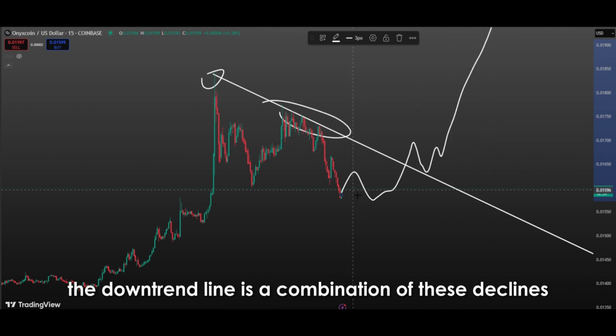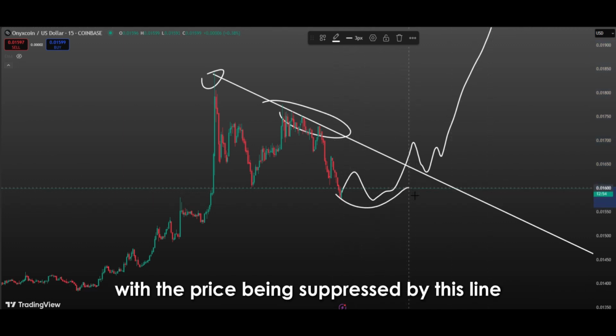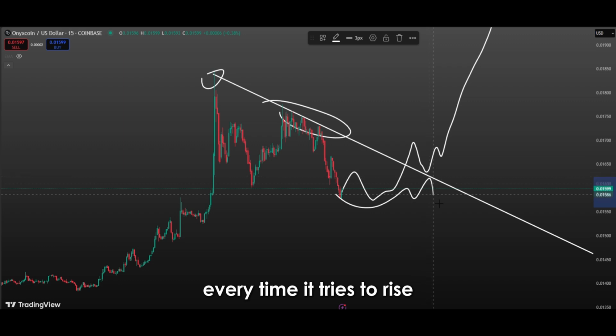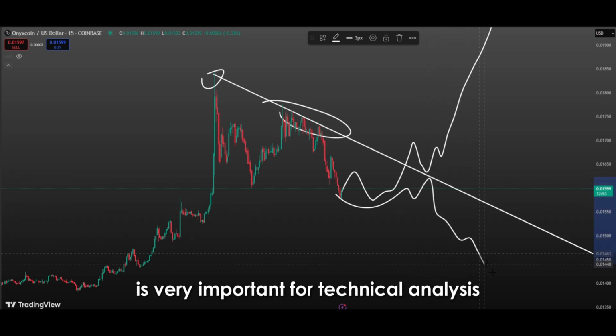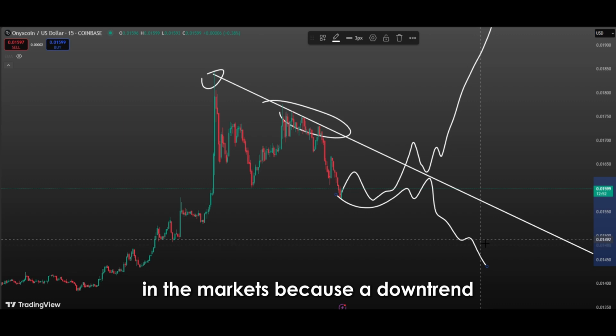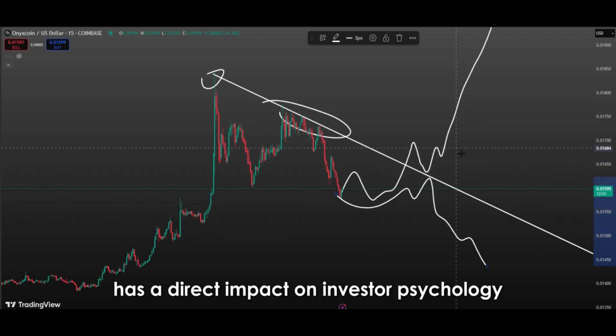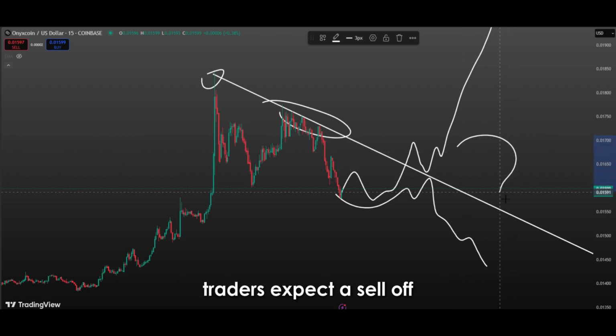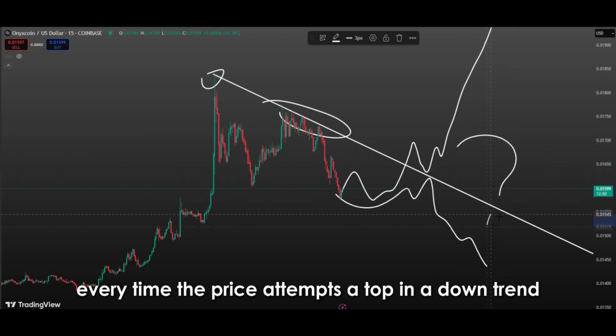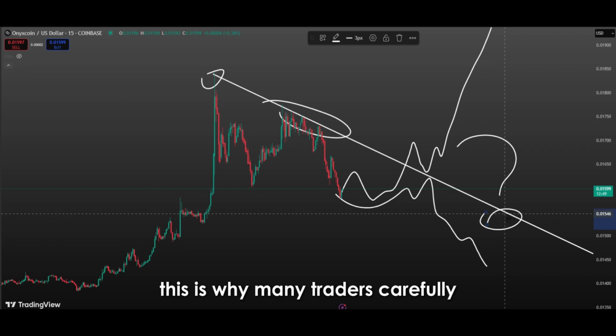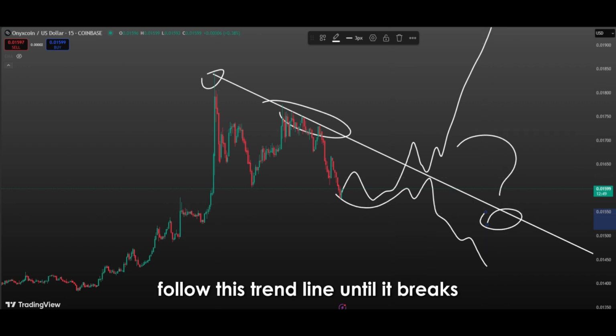The downtrend line is a combination of these declines, with the price being suppressed by this line every time it tries to rise. This type of structure is very important for technical analysis in the markets, because a downtrend that persists for a certain period of time has a direct impact on investor psychology. Traders expect a sell-off every time the price attempts a top in a downtrend. This is why many traders carefully follow this trend line until it breaks.